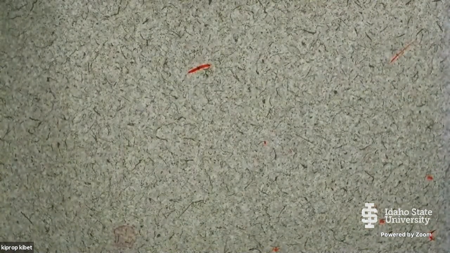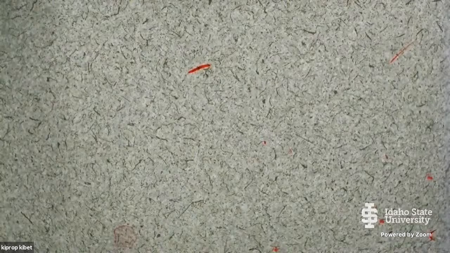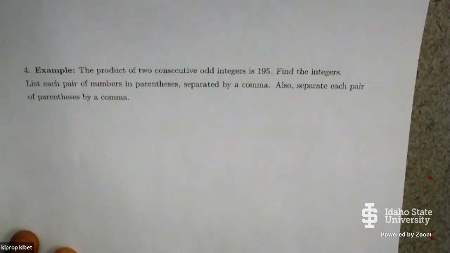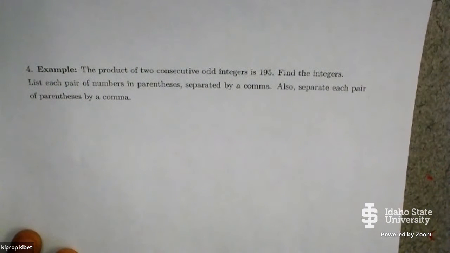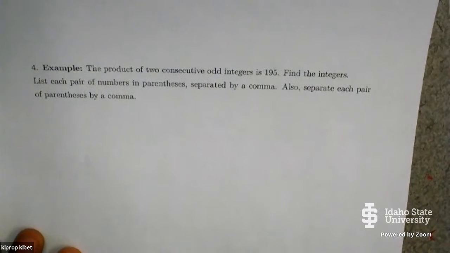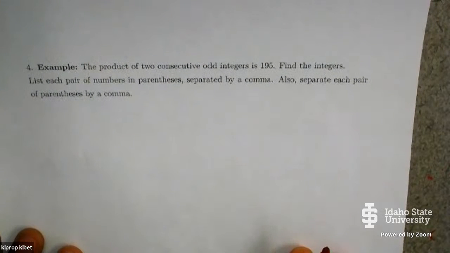Okay, who can read for us the next one? Number 4. The product of two consecutive odd integers is 195. Find the integers, list each pair of numbers in parentheses, separated by a comma. Also separate each pair of parentheses by a comma.